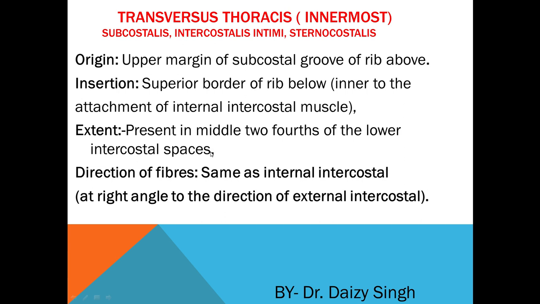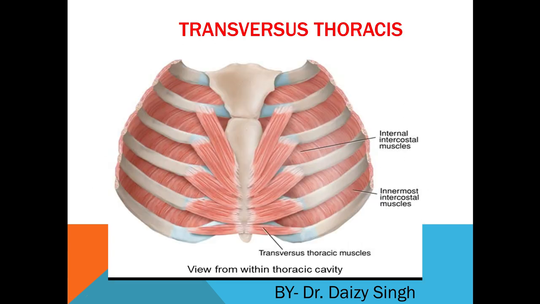Direction of the fibers is the same as the internal intercostal, that is at right angle to the direction of the external intercostal. Means internal intercostal muscle and the transversus thoracis muscle, the direction of fibers is the same. Here is a slide showing the thoracic cavity, and within the thoracic cavity we can see the internal intercostal muscles, and here is the transversus thoracis muscles.